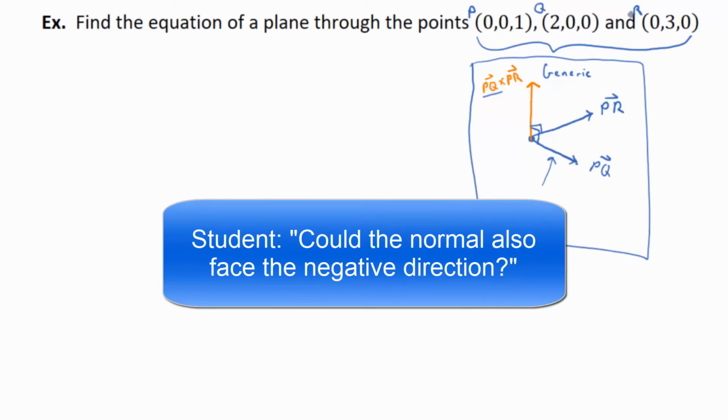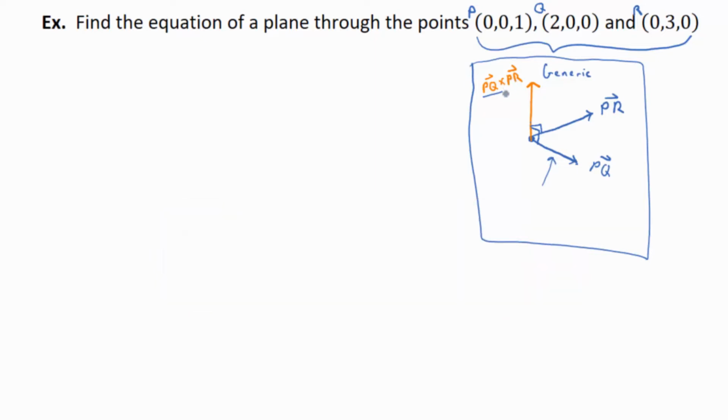Could the normal also face the negative direction? It sure could. So you could easily take PR cross PQ, and then that vector would be the vector that points, the way I've oriented it, downward. But it would be not so much downward or upward, but perpendicular to the plane formed by PQ and PR. Yeah, and it would be just as good. You'll get an equivalent equation. I won't call it the same equation, but an equivalent equation, the opposite of all the components that you would get doing it the other way for your normal vector. But yeah, it's going to work.